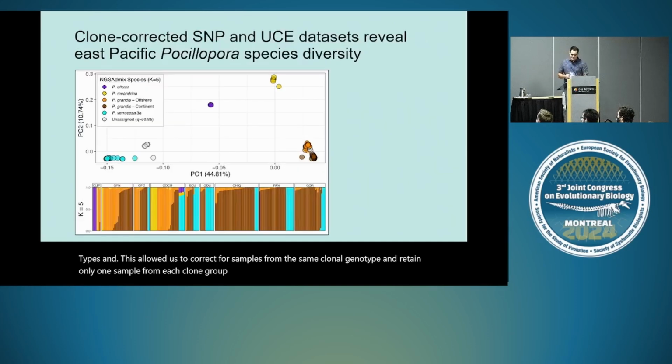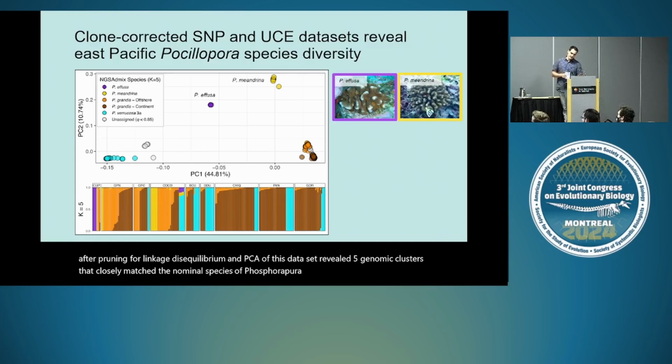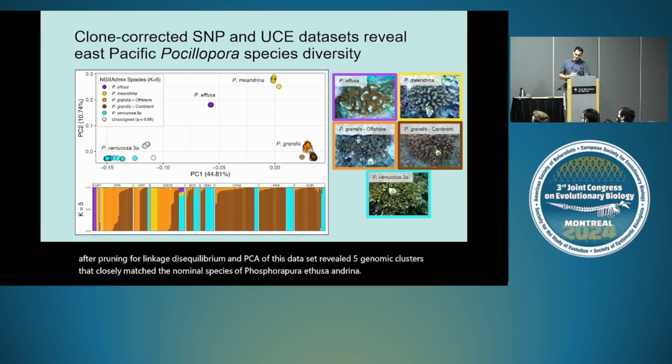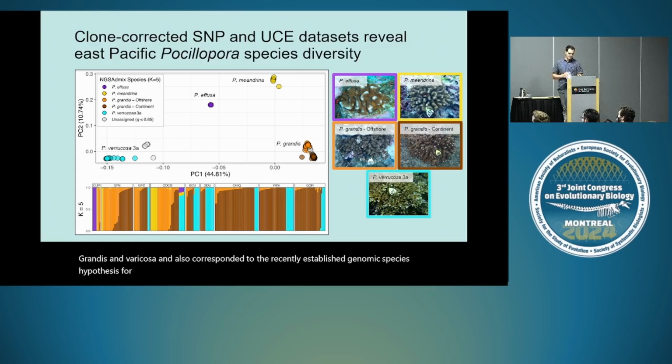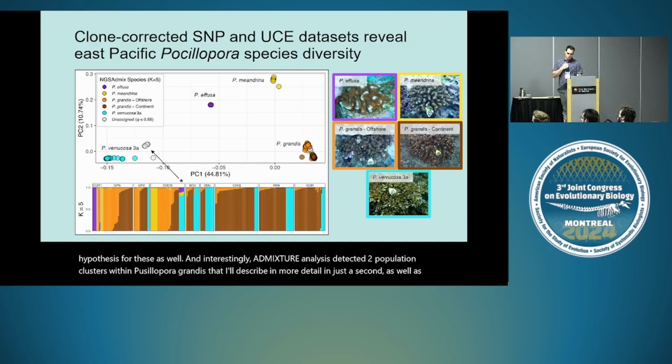So I then used ANGSD on this clone-corrected data set to identify over 4 million genome-wide SNPs, and then retained about 1.3 million SNPs after pruning for linkage disequilibrium. And PCA of this data set revealed 5 genomic clusters that closely matched the nominal species of Pocillopora effusa, meandrina, grandis, and verrucosa, and also corresponded to the recently established genomic species hypotheses for these as well. And interestingly, admixture analysis detected 2 population clusters within Pocillopora grandis that I'll describe in more detail in just a second, as well as some admixed individuals at Isla del Coco.